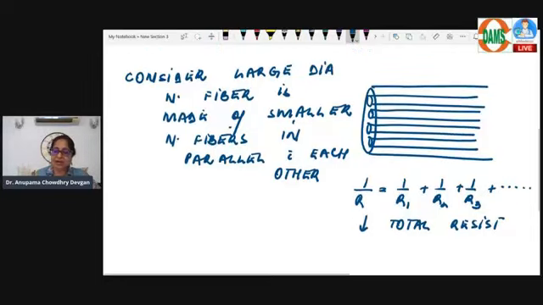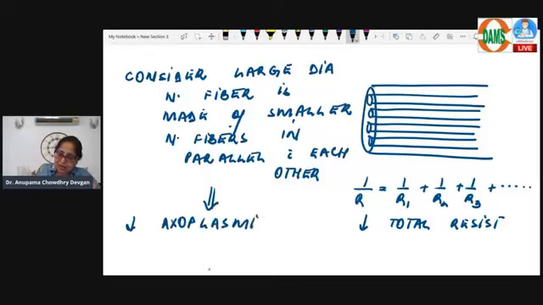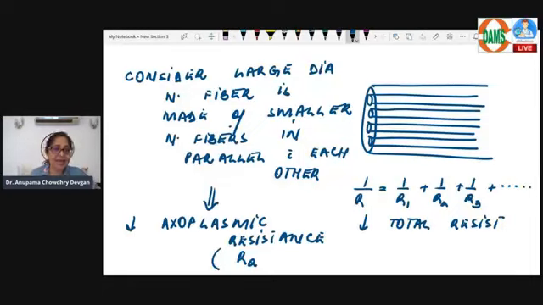So when you look at a large diameter nerve fiber, consider that it is made of smaller diameter nerve fibers in parallel with each other. So now that means there is a decrease in what is known as the axoplasmic resistance. There is a decrease in the total resistance, which is known as the axoplasmic resistance. And axoplasmic resistance can be written as R small a, or it can also be written as R in, resistance inside a nerve fiber.